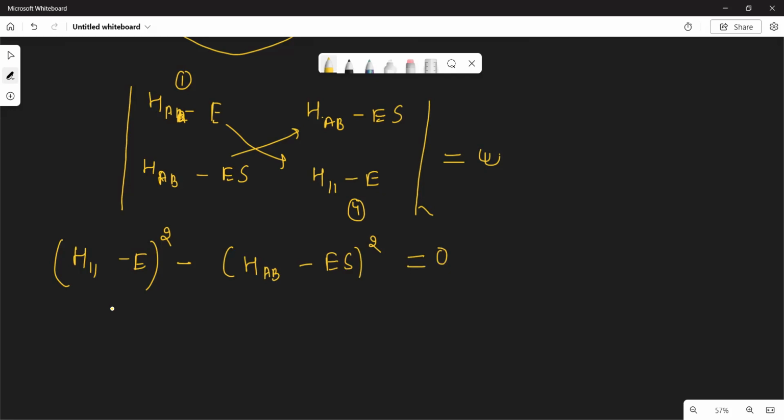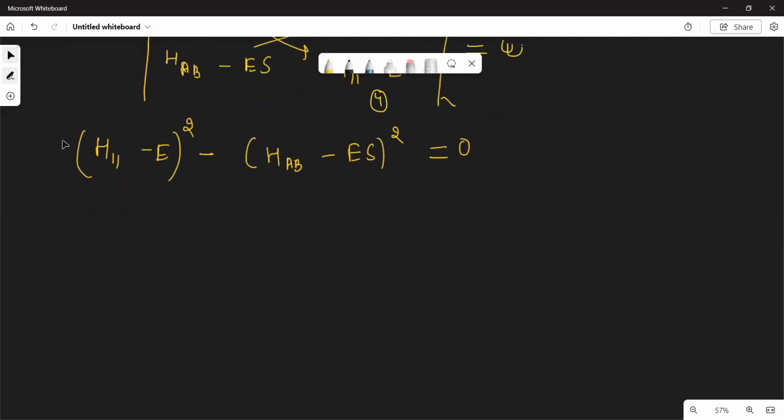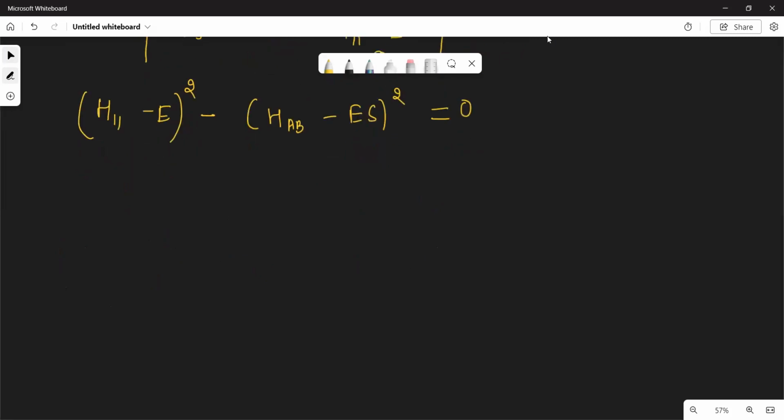Now this is like A squared minus B squared, so here we will use the identity: A squared minus B squared is equal to (A minus B)(A plus B). This is my A and this is B. So I'll write A minus B and A plus B. H_11 minus E plus, this represents H_AA now.